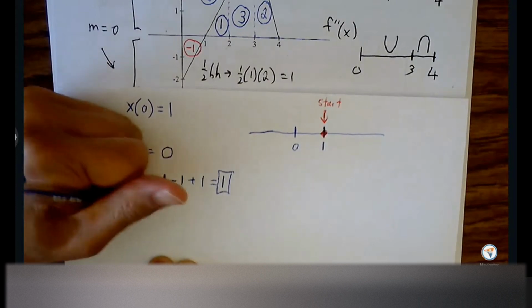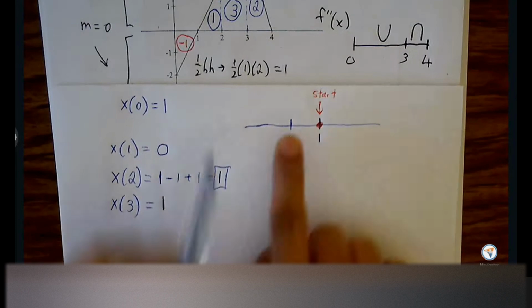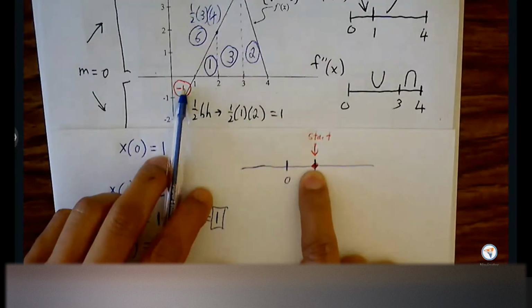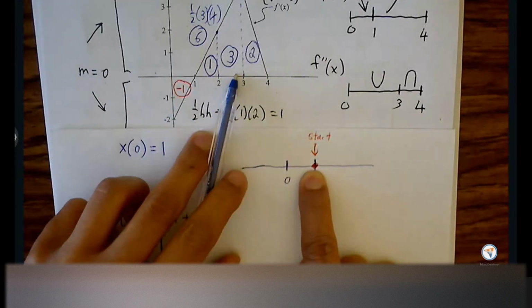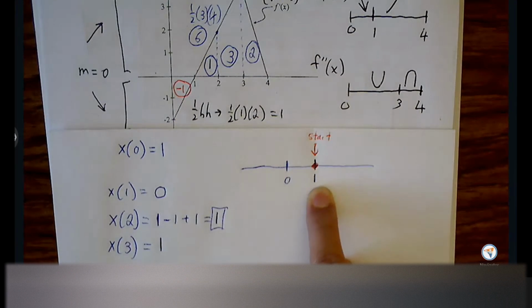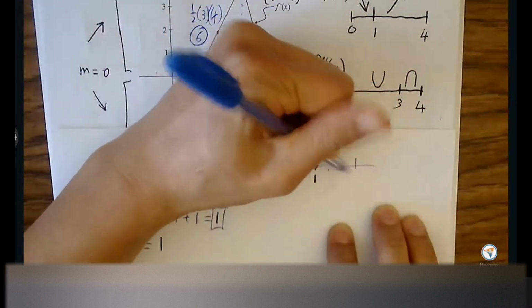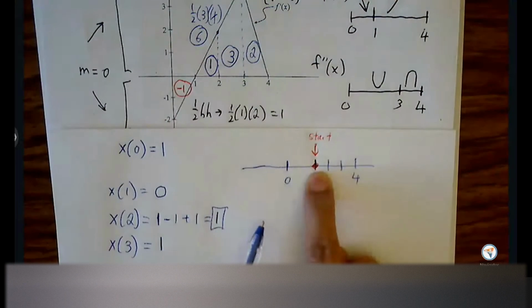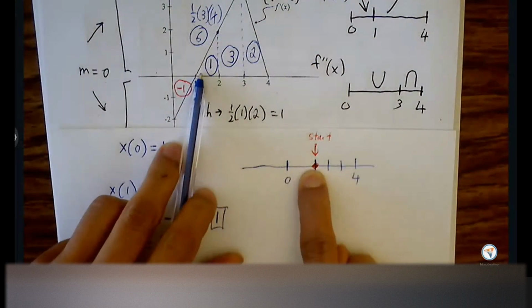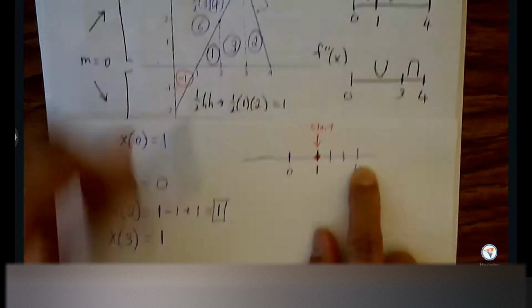x of 3, again, I'm going to start at 1. I go backwards 1 unit, forwards 1 unit, forwards 3 units. Where is my object going to be after 3 seconds? It'll be at 4. Backwards 1 unit, forwards 1 unit, forwards 3 units. Yeah, 4.